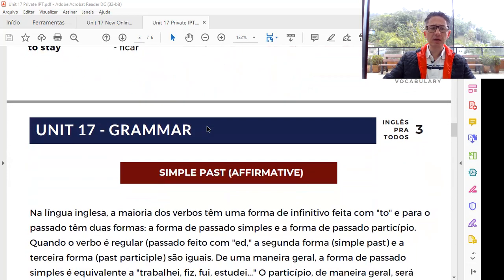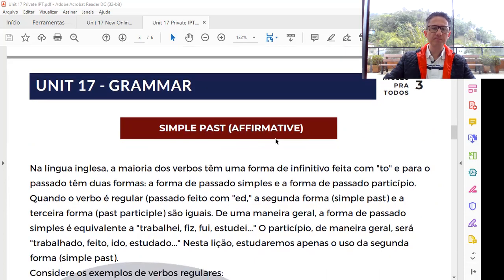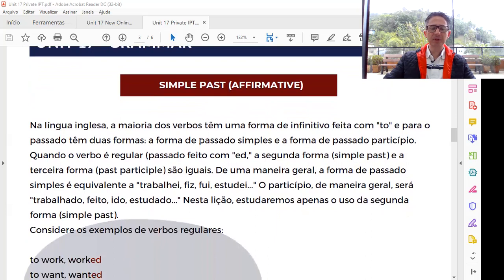Now let's take a look at the grammar that we have here. Today, we're going to start studying simple past. Okay, how to use simple past in English. And we're going to take a look at the affirmative sentences, okay? So here I have a text talking about how the past works.